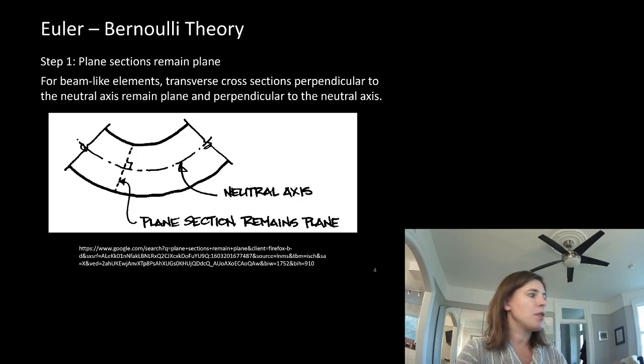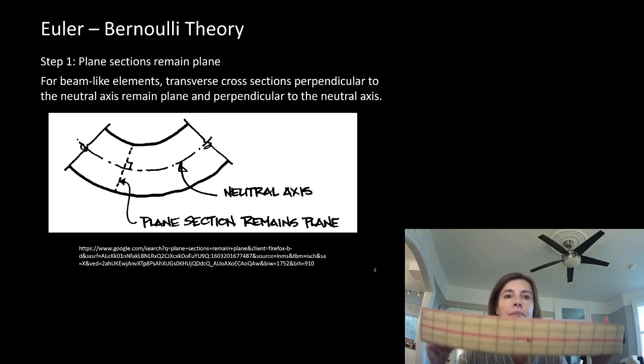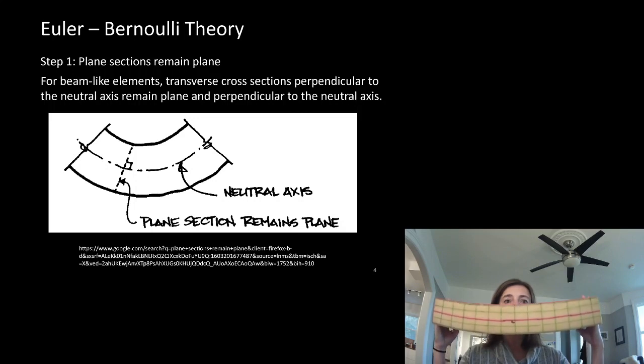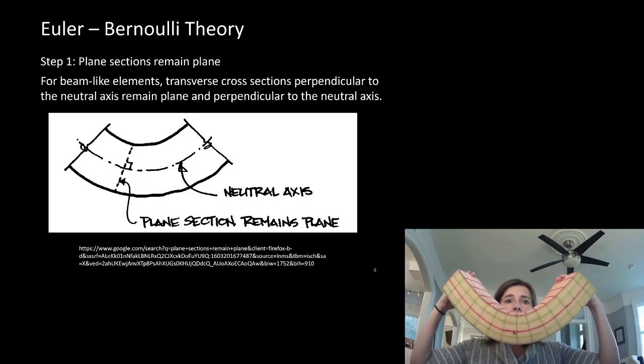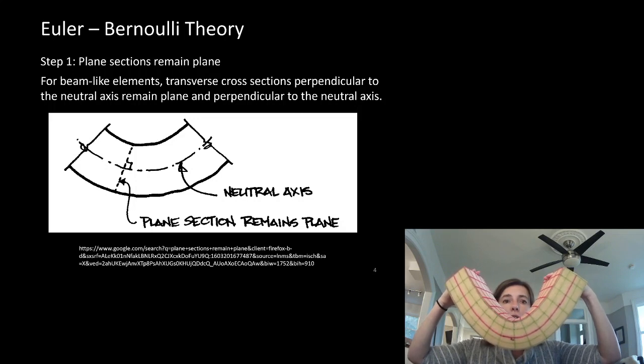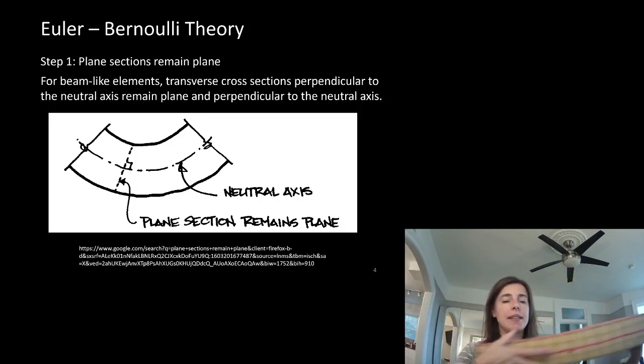Now, this is where it's really interesting. It starts with the premise that plane sections remain plane when you bend something. So the fisheye lens isn't doing us any favors here. But this beam is straight and flat. When I bend it, you can see that the tops squish and the bottoms stretch, but right at the neutral axes, all of those lengths stay the same.